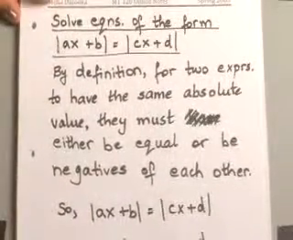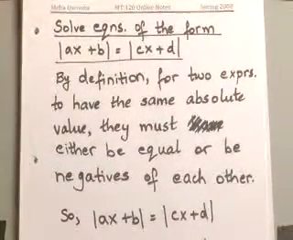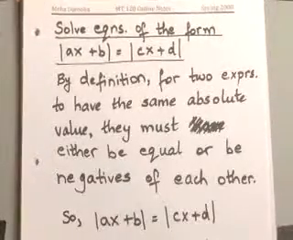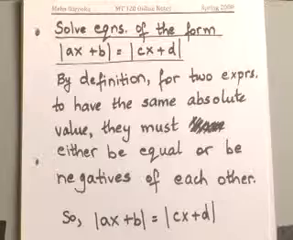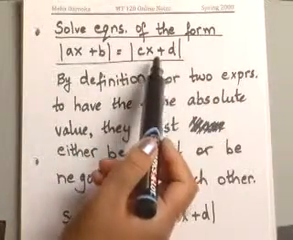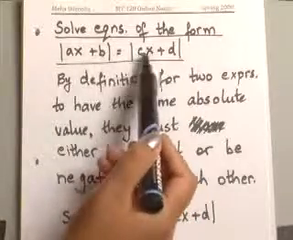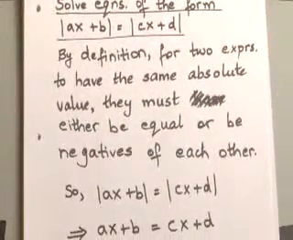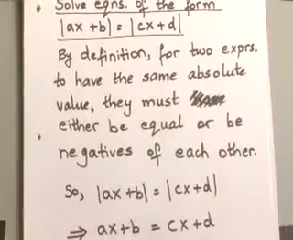Let's look at some more examples here. Now here we're talking about a different form of absolute value equations. Let's say you have one absolute value expression equal to the other. Now when you come across this situation, there are certain things that you have to keep in mind.